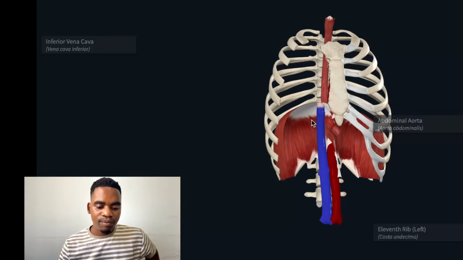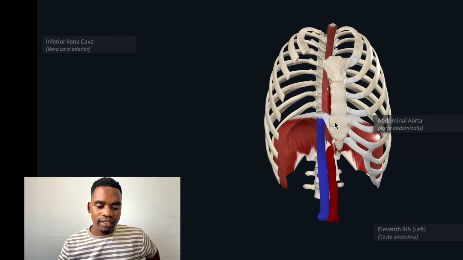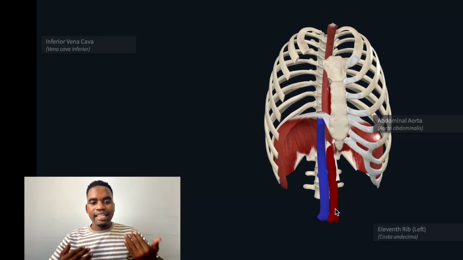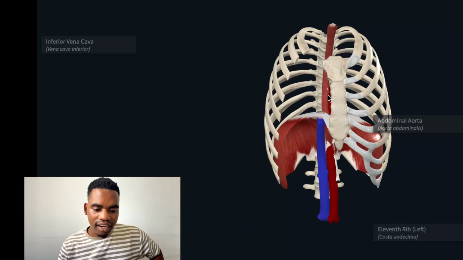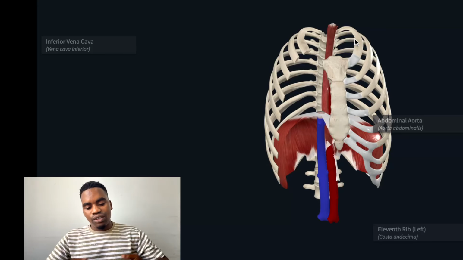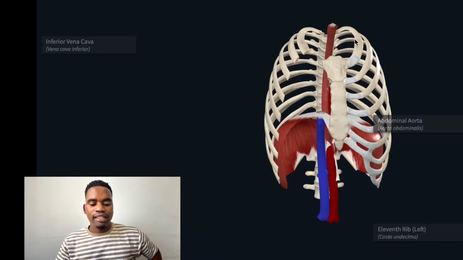What about the action? We said when the diaphragm contracts, it pulls, it flattens, it becomes flat, and then it increases the vertical diameter of the thoracic cavity, and then it helps in inspiration. That's the main action. It contracts, it flattens. That's a very important thing to remember.